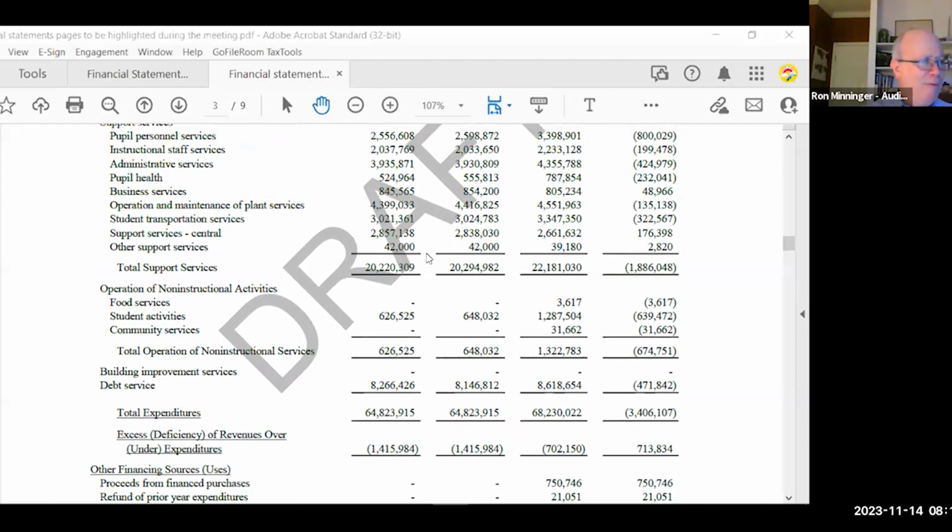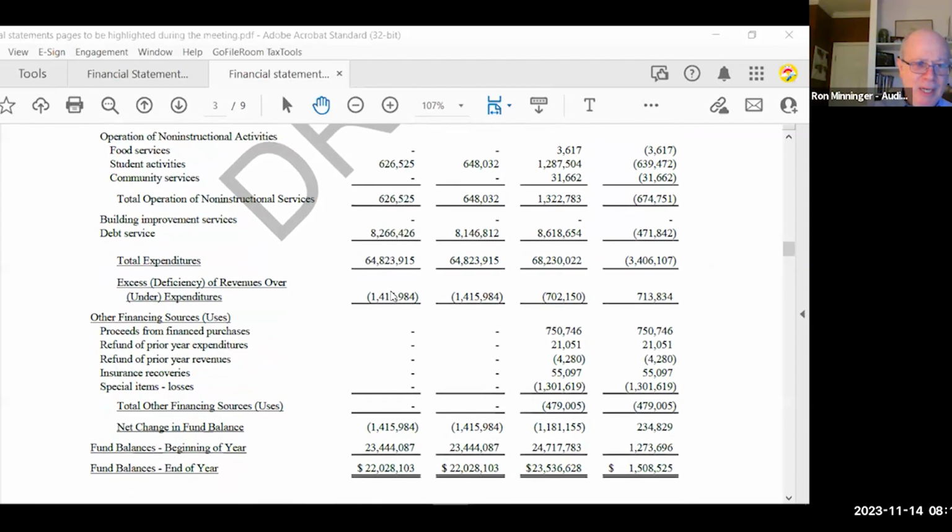So of that $3.4 million over budget, I can tell you that salaries are over budget by about $1.3 million, and benefits are over budget by about $719,000. And then purchased professional and technical services are over budget by about $500,000.